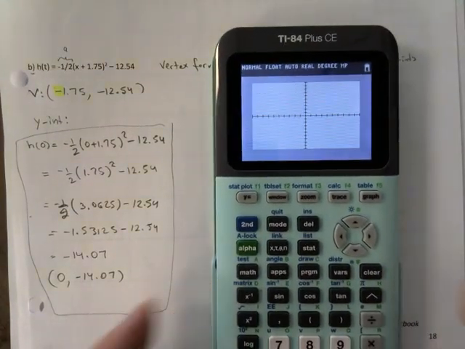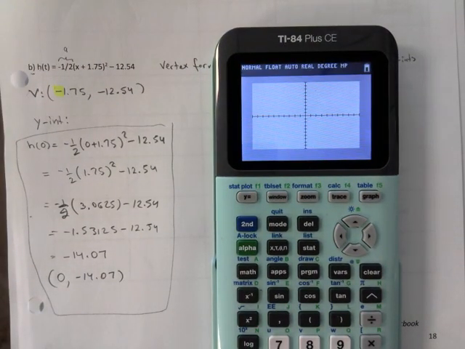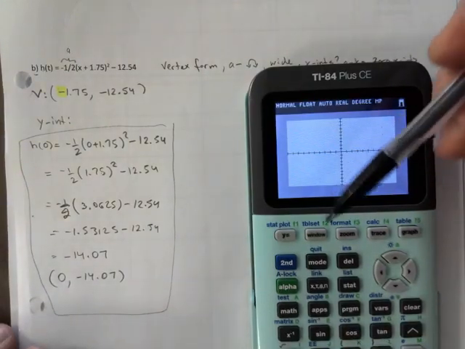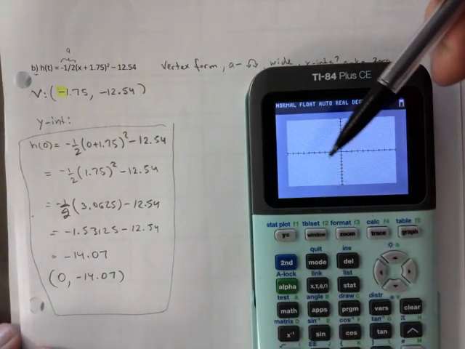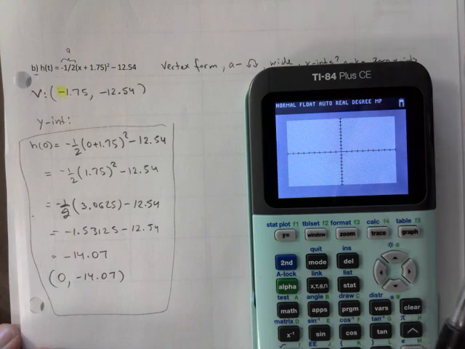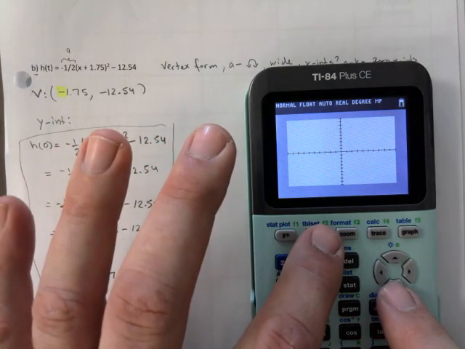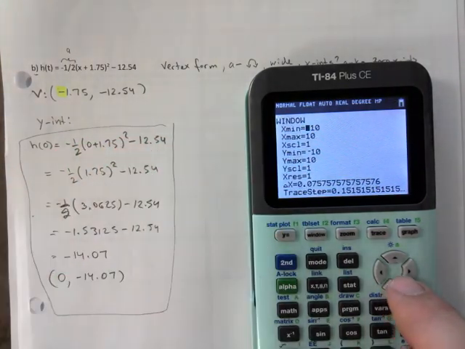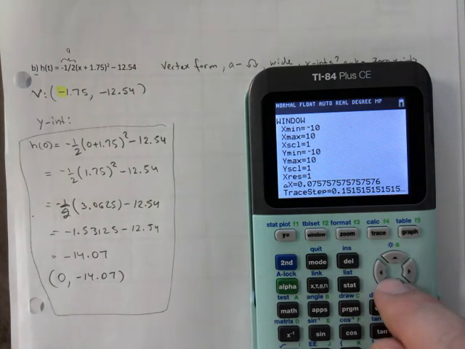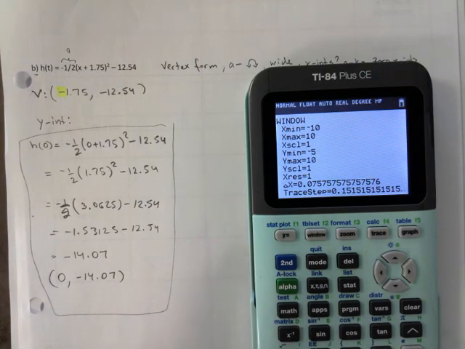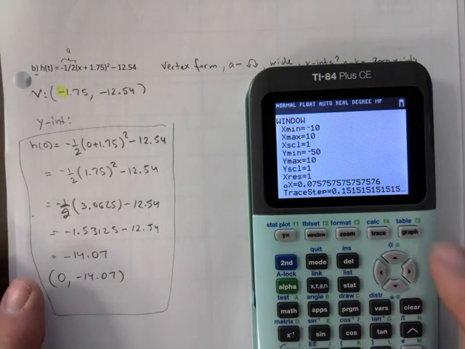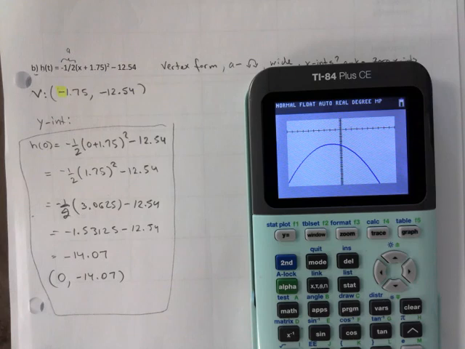I see nothing. All right. I know that this thing is pointing down, right? It's down. So most likely I have to decrease the Y min. So I'm going to do that first. I'm going to go to window. That's why it's important to know something about the curve without the calculator, right? Y min, I'm just going to go negative 50 for now. And there it is. I see quite a bit of it. I see the vertex, I see the y-intercept, and obviously there's no x-intercept.